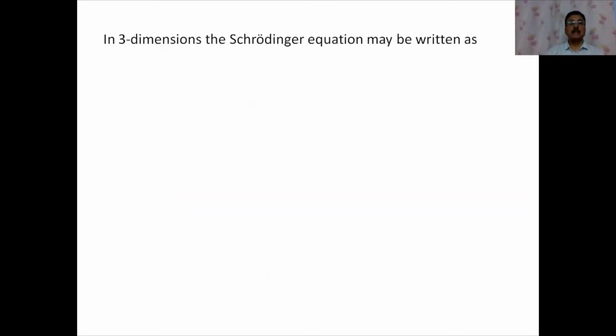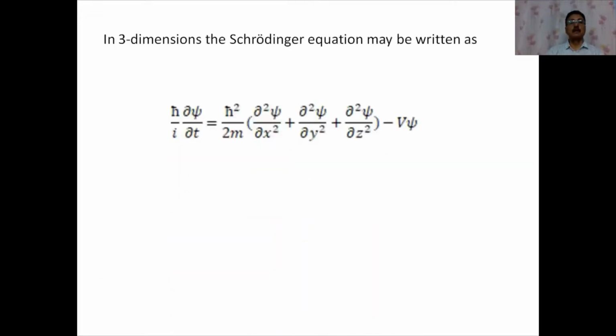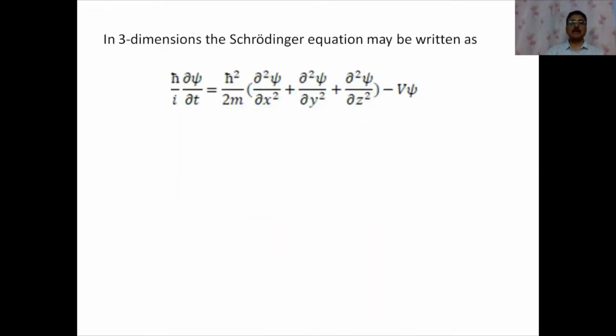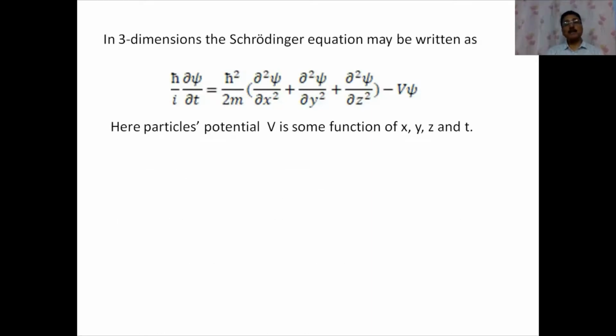You can see that what we had as ∂²ψ/∂x² in one dimension, in three dimensions will become ∂²ψ/∂x² plus ∂²ψ/∂y² plus ∂²ψ/∂z². Other things will remain the same. Here, the particle's potential V is some function of x, y, z and t. Mind it, we started from a free particle and we have calculated the expression for a particle having a potential energy also. We will just now discuss it.